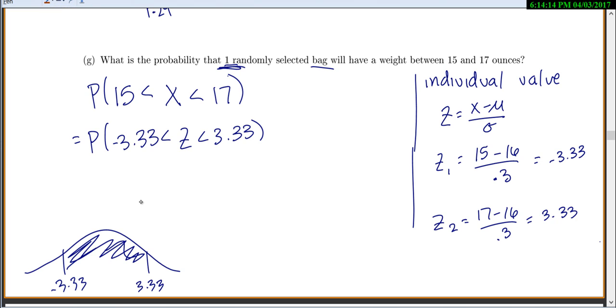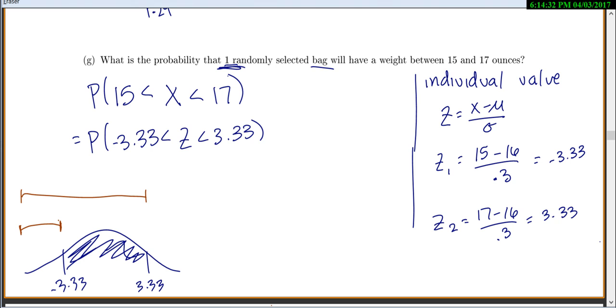So you go to your normal table and you find the area from 3.33, and that'll give you the area from there all the way over to the left. And then you find the area for this negative 3.33, and it'll give you the area from here to the left. And if you subtract them, it'll give you this part just in between, which is what you actually want.